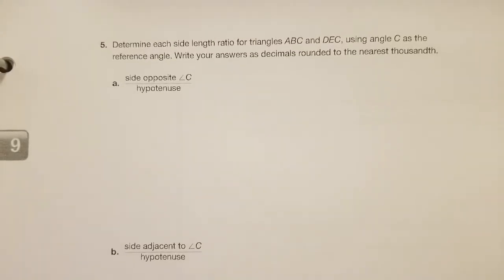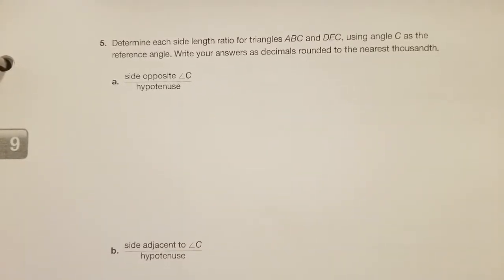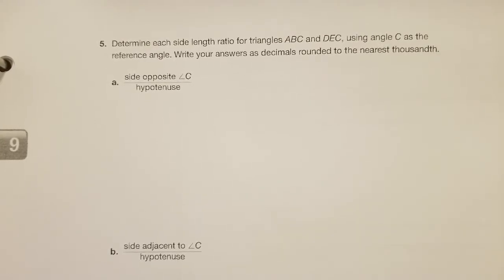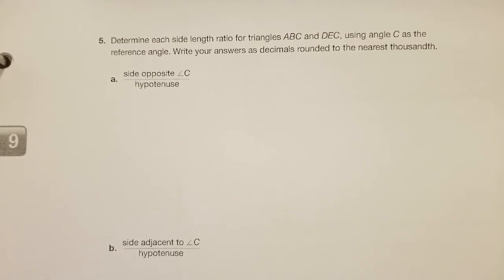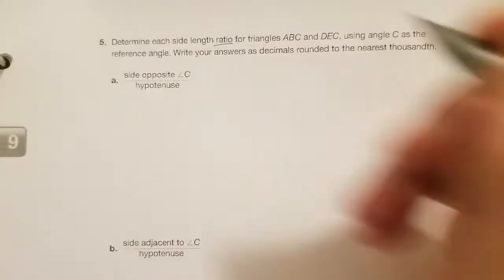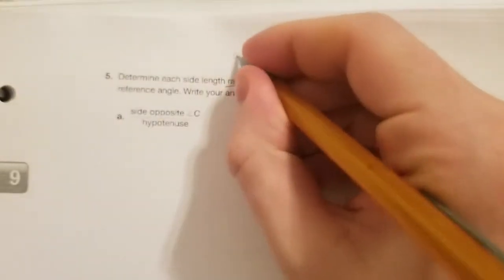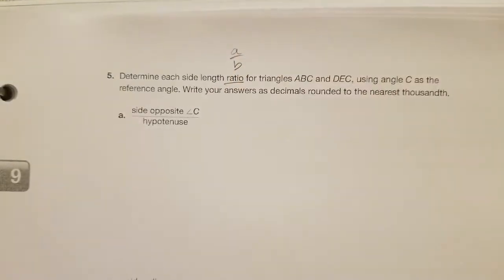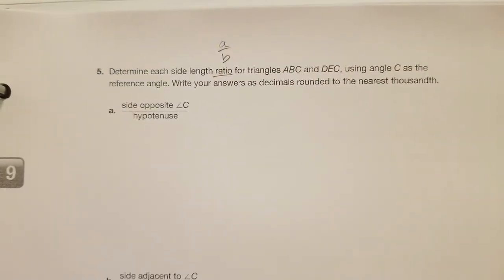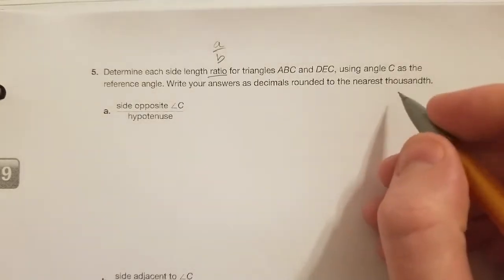Okay, so question 5, now we're going to start doing the calculations. We're going to start actually making these ratios. So question 5 says, determine each side length ratio, and remember a ratio just means a fraction, you know, like A over B, for triangles ABC and DEC using angle C as the reference angle. Write your answers as decimals rounded to the nearest thousandth.